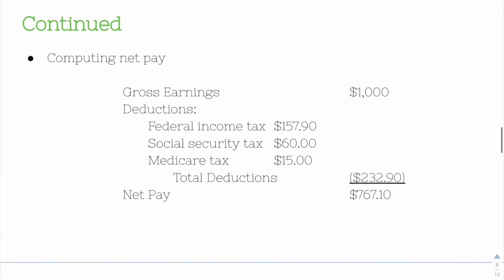Okay. So computing net pay. Gross earnings, again, is the total amount you earn. So that would just be your hours worked times the wage you earn. So in this case, if it's $1,000, we can say you earn $10 per hour and you worked 100 hours. So you get $1,000. And then your deductions.